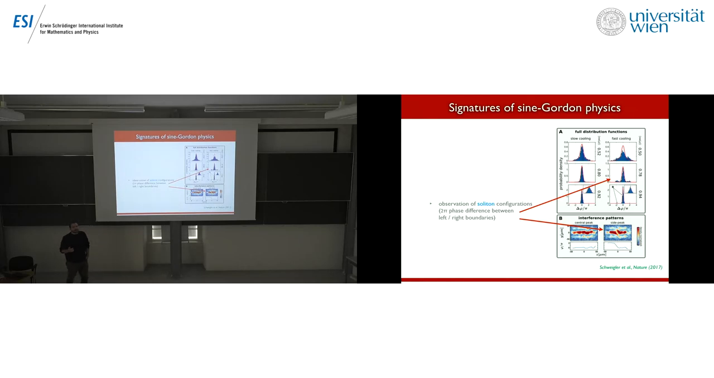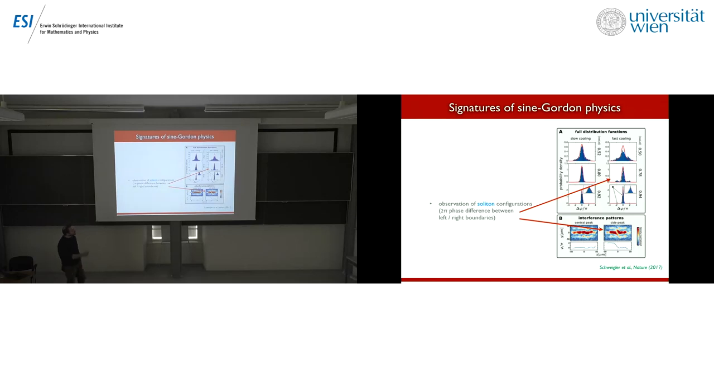So this means that by making the measurement, I can measure values for the field not only close to zero, but also at 2 pi and minus 2 pi, which is an indication that there are solitons present in these configurations. Marek previously already explained how this analysis of the interference patterns is made in order to extract the phase profiles.